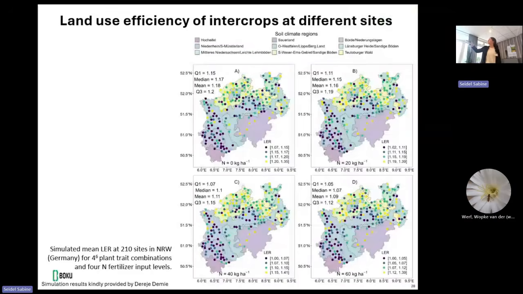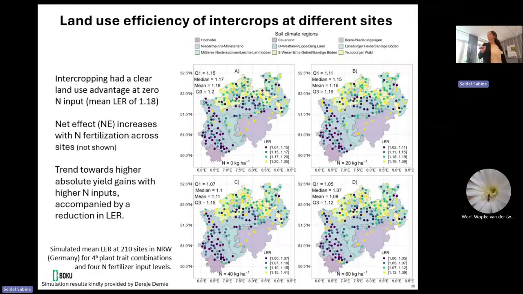Yeah, and you do not have to find the differences now because it's very difficult, of course, to see it with the colors and so on. But here you see the mean values. So the mean LER in case of no fertilization is 1.18. And then with increasing fertilization, it's 1.16, 1.11, 1.9. So what we also proved with the model is that, first of all, the mean LER was above 1, was around 18%, which is also what we know from the literature.